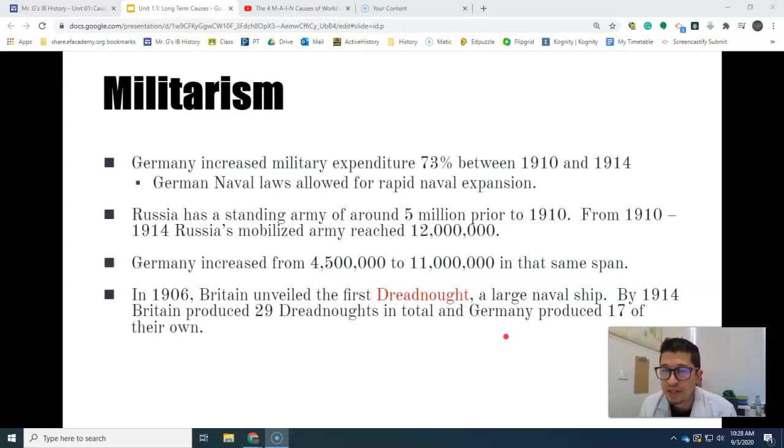Russia has a standing army of about 5 million prior to 1910. By 1914, they're over 12 million. That's an increase in military forces. That is militarism, right? We have proof. Germany increased its military from 4.5 to 11 million in that same span.